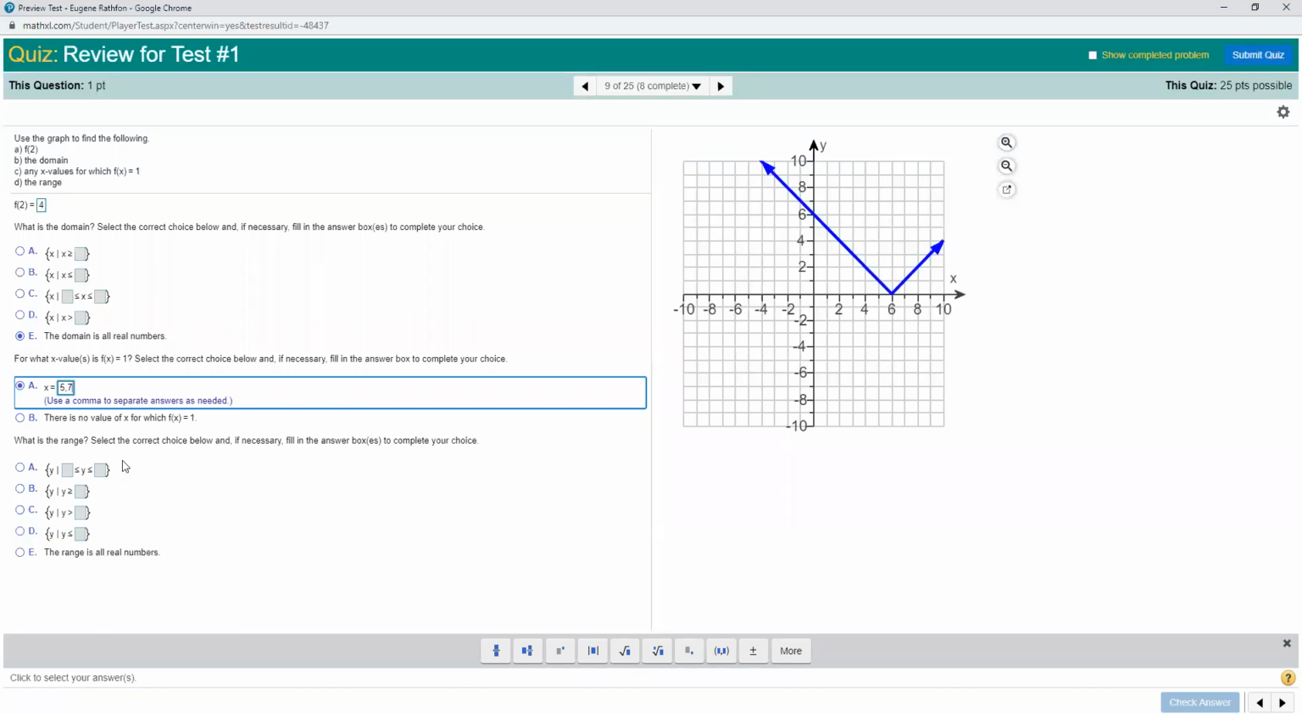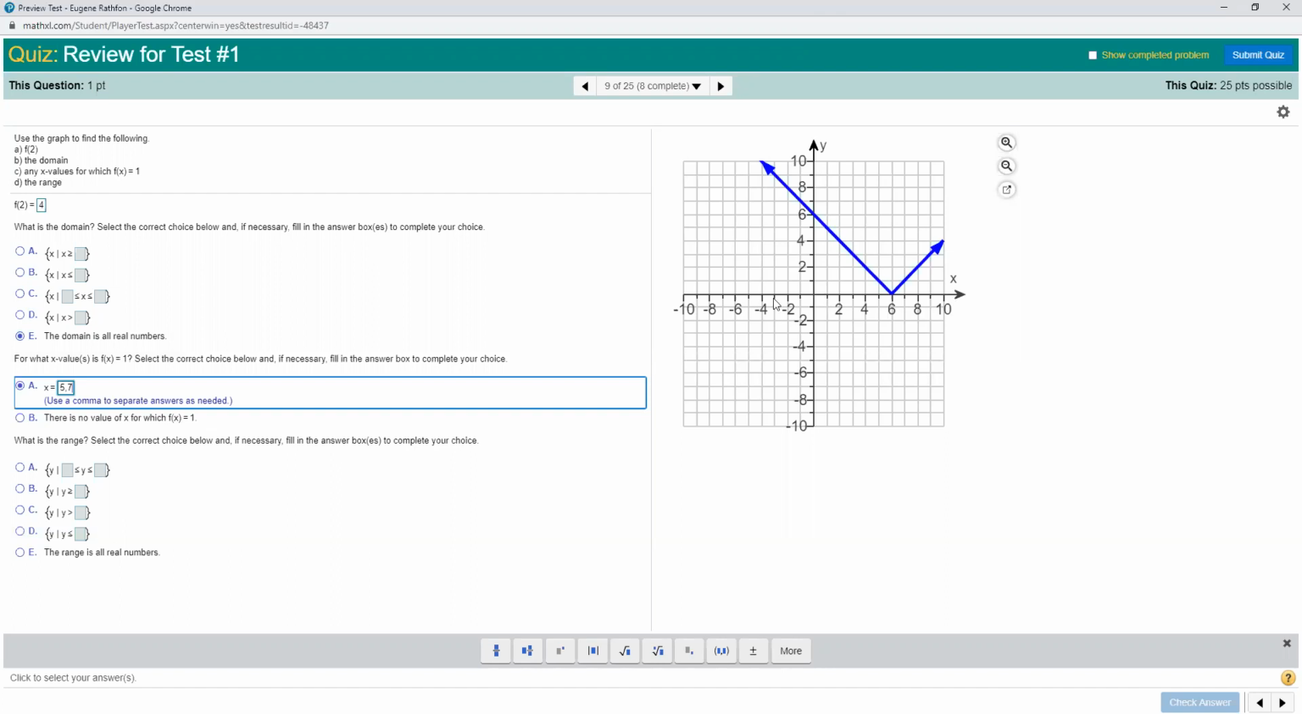All right, then it says, what's the range? Well, the range is all the y values, but notice that graph does not go below the x-axis. So since the range is the y values, we have to figure out what the smallest y value is on that line, and that's going to be 0. So from 0, your y values go up towards infinity. So it looks like our range is going to be any number that is greater than or equal to 0.